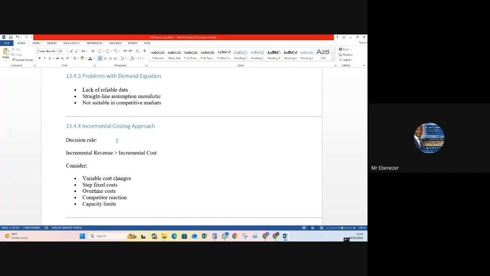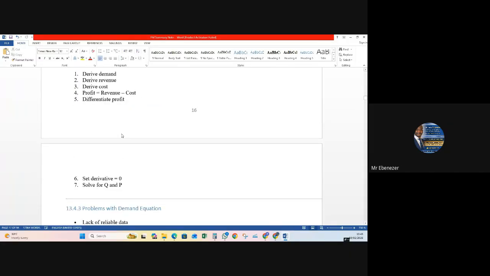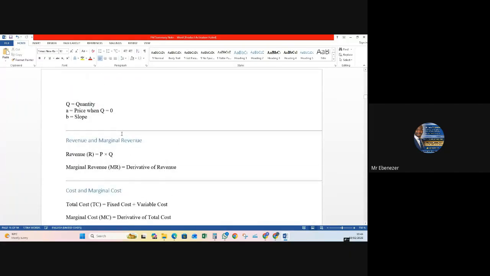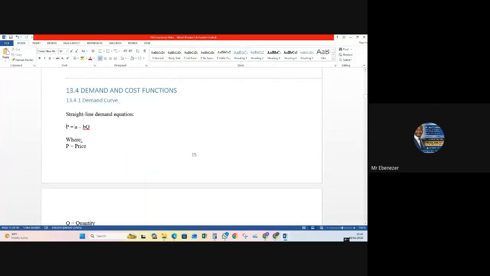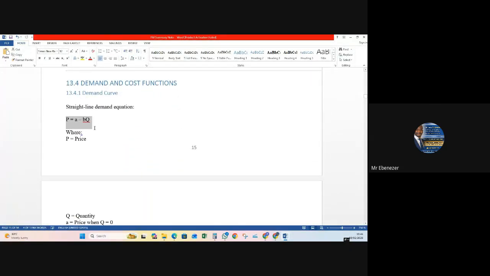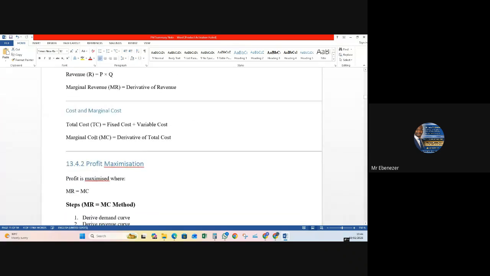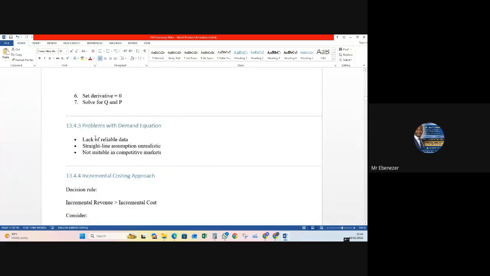Then also the assumption that you are using a straight line. What is our straight line? This is it here, where we have our P equals A minus BQ. That's a straight line demand equation. Now, when we say we want to use a straight line assumption, many times it is unrealistic, right? Then also, it is not suitable in a competitive market.